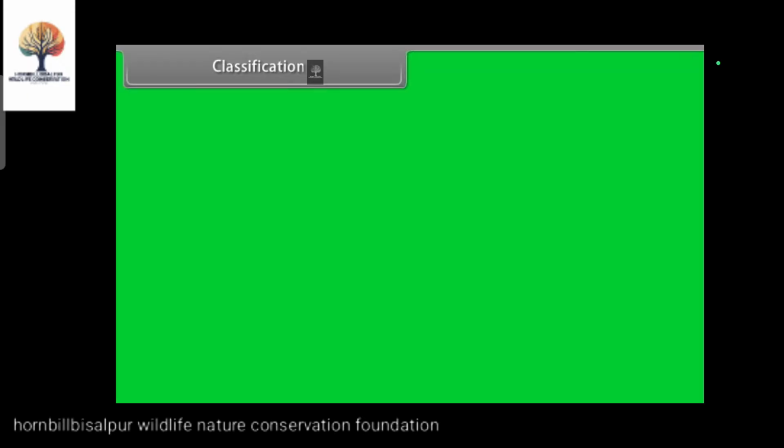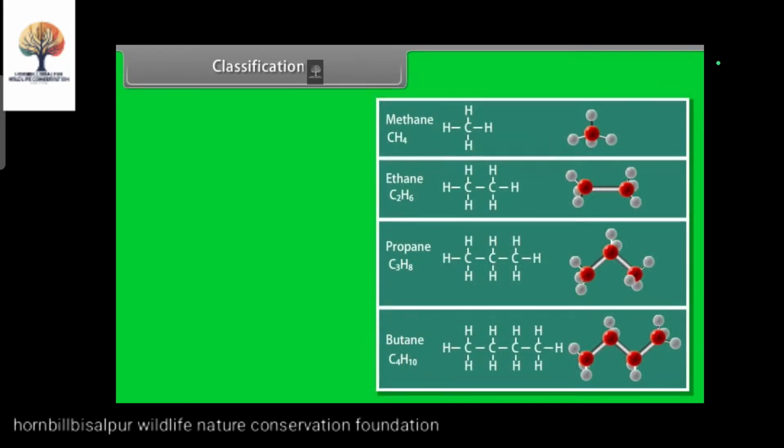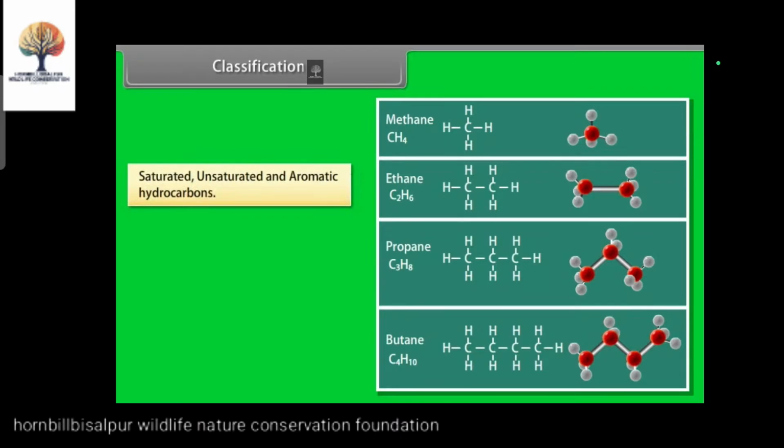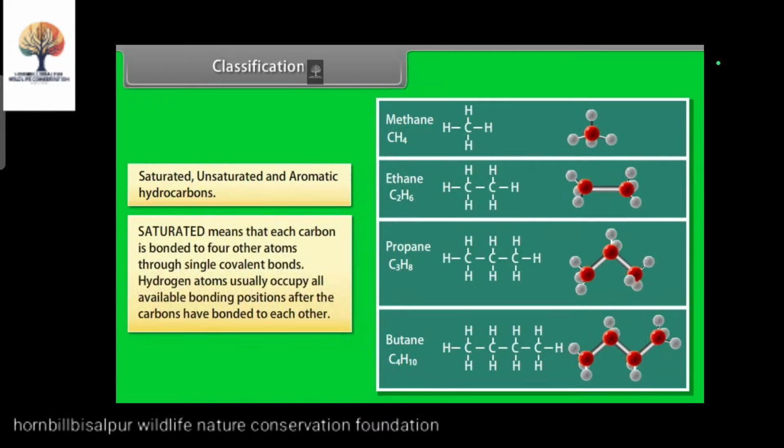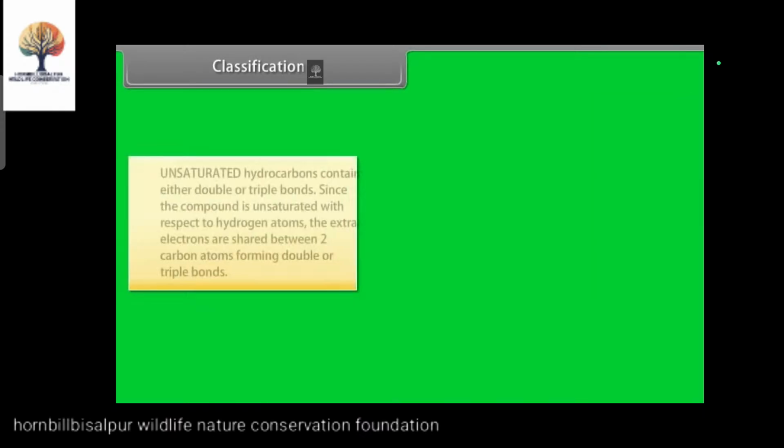Classification. Depending upon the types of carbon-carbon bonds present, hydrocarbons can be classified into three main categories: saturated, unsaturated, and aromatic hydrocarbons. Saturated. Saturated means that each carbon is bonded to four other atoms through single covalent bonds. Hydrogen atoms usually occupy all available bonding positions after the carbons having bonded to each other.